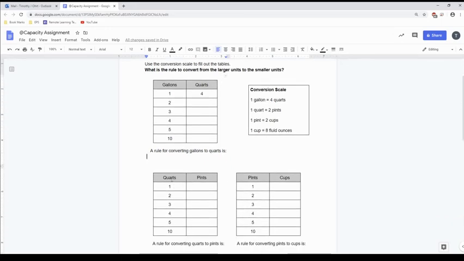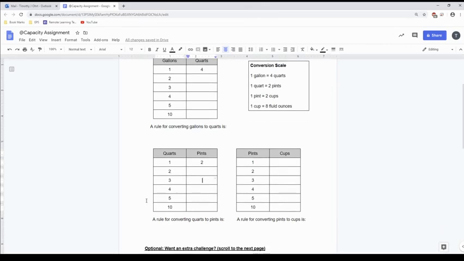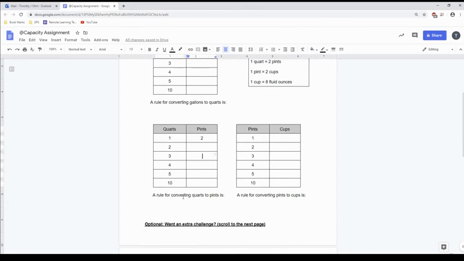Okay, the next one, converting quarts to pints. So 1 quart is equal to how many pints? Well, if we come up here, hey, right here, it's 1 pint equals 2. Ooh, that's not the right one because we're converting quarts to pints. So then we come up here, 1 quart equals 2 pints. And now the same thing. If you have 2 quarts, how many pints? 3 quarts, how many pints? And all the way down. Then you'd fill in what's the rule for converting quarts to pints.